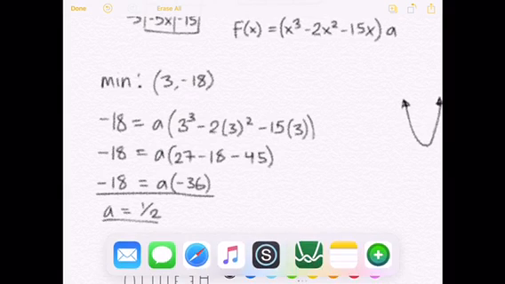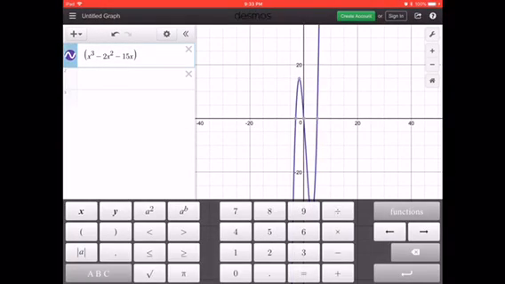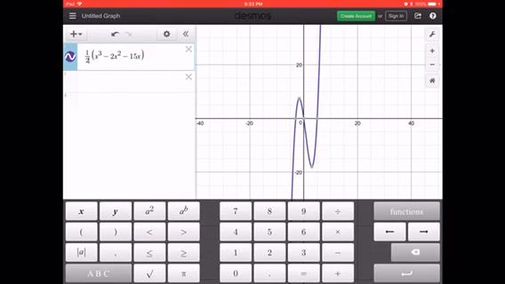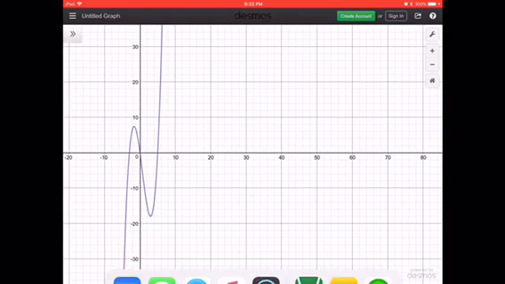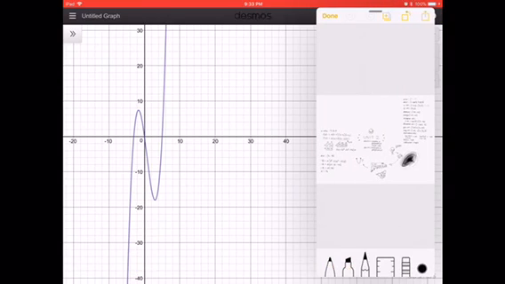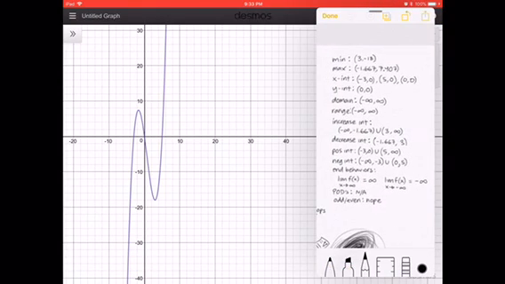So let's see if that works. We go back to our graph. Throw 1/2 in front of our function real fast, and it gives us the right minimum, so great. Now all we have to do is finish analyzing this polynomial. Minimum, we already know that it's (3, -18). Maximum, not as clear as the minimum, but it's (-1.667, 7.407).